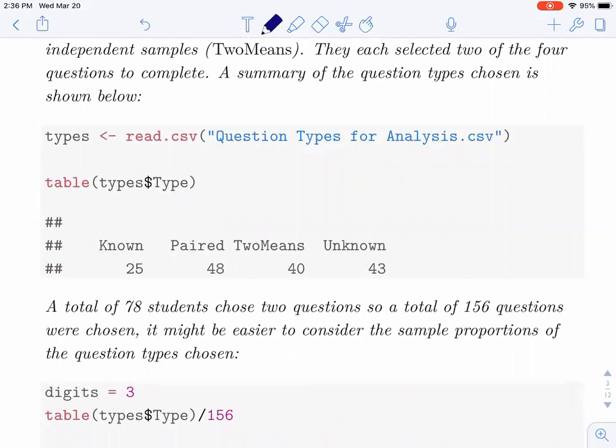So I had a total of 78 students write the test.